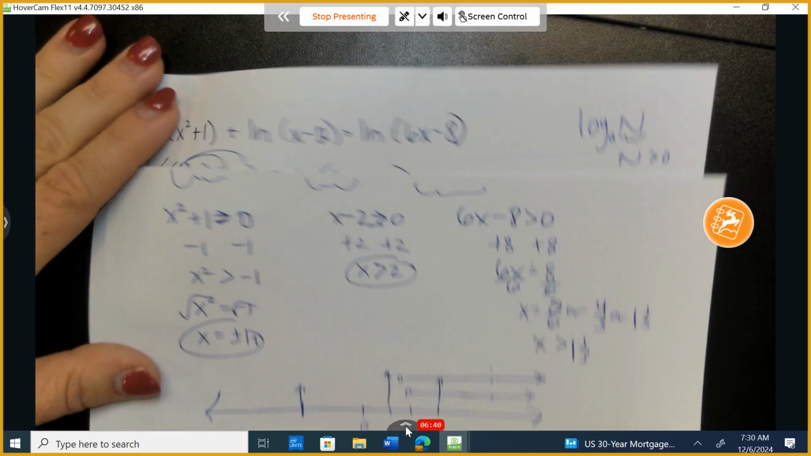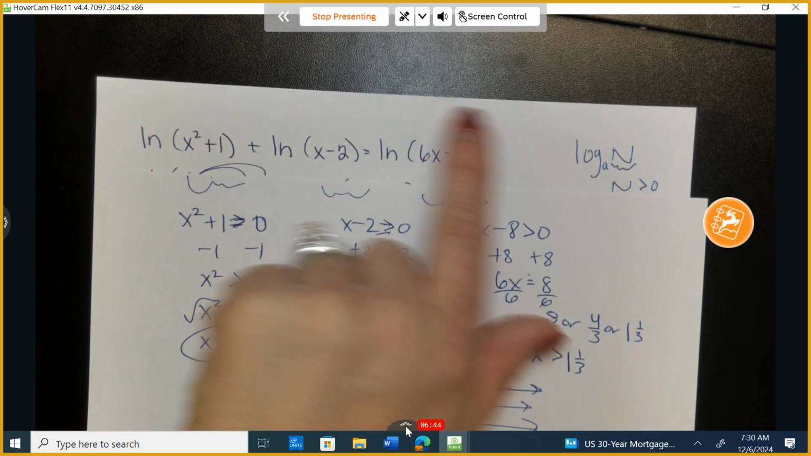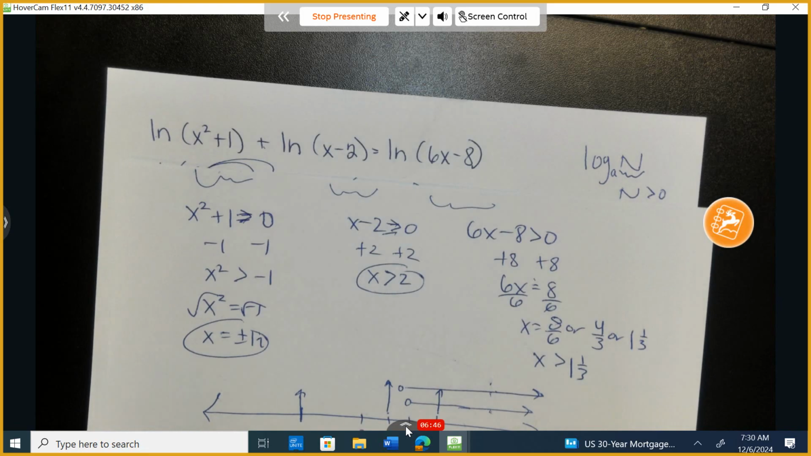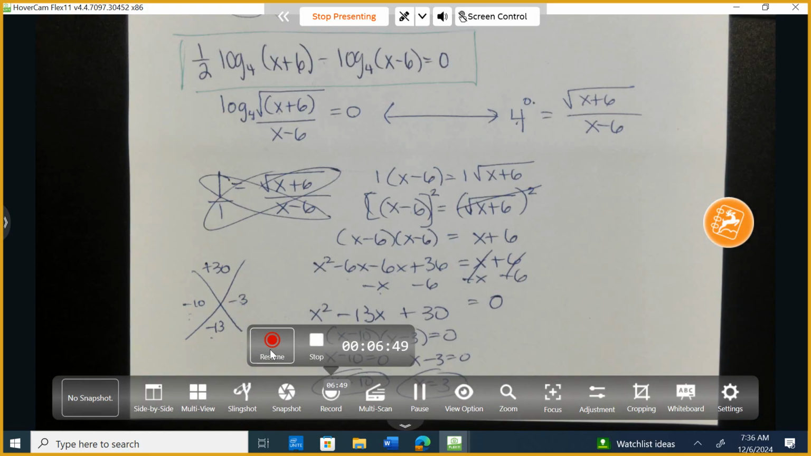What does this mean? If I came back up here and plugged in 3 on the left and did the math, and plugged in 3 on the right and did the math, the two sides would equal one another. Hands raised when you see which one works and which one doesn't.